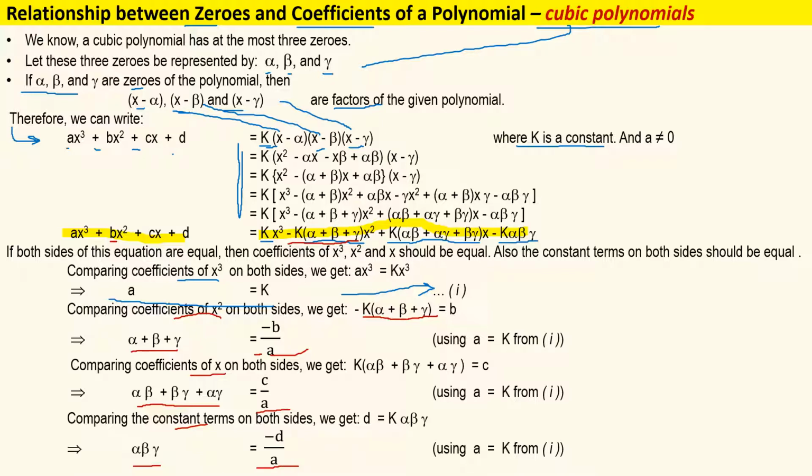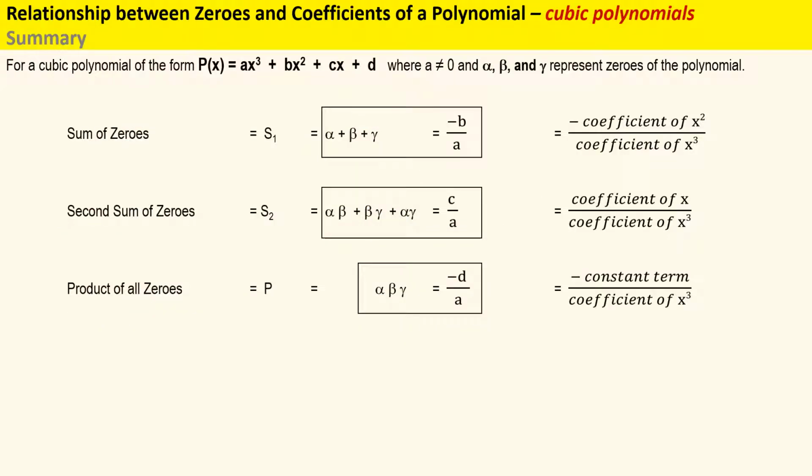And of course, in this comparison, we are using statement number 1, which is a is equal to k. So if we summarize our relationships between zeros and the coefficients of a cubic polynomial, we say that sum of zeros S1, alpha plus beta plus gamma, is equal to minus b by a. Second sum of zeros S2 is equal to alpha beta plus beta gamma plus alpha gamma is equal to c by a. And finally we have alpha times beta times gamma is equal to minus d by a.